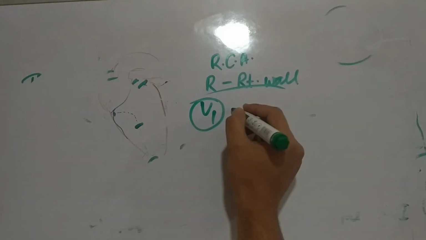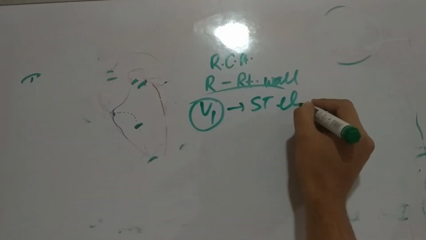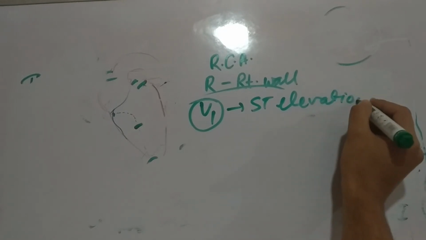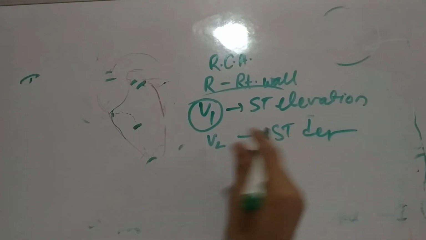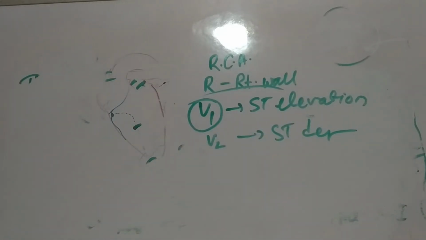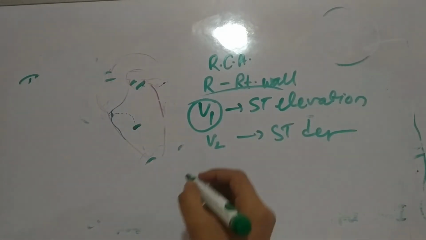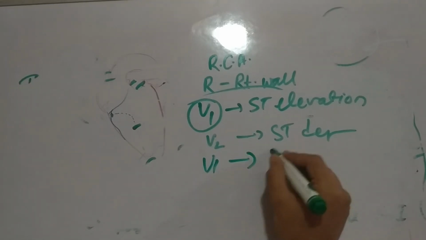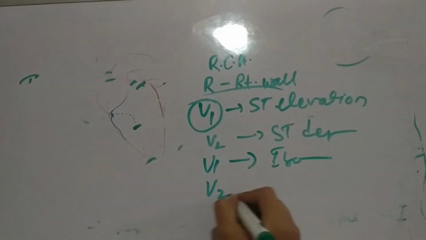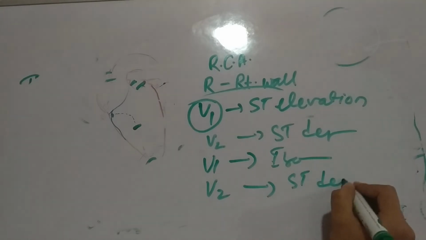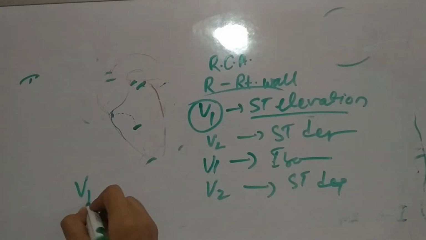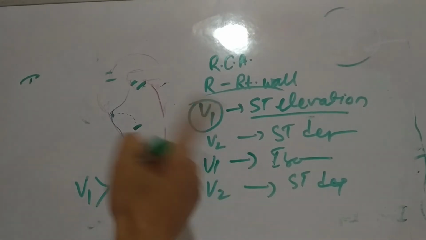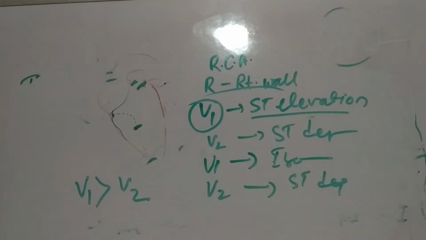So when there is ST segment elevation in V1 and V2 has ST segment depression, then suspect a right wall lesion, or you can say V1 is isoelectric, and V2 is ST segment depressed or ST segment elevated, and the ST segment elevation in V1 is greater than V2, then always suspect the right wall of the heart to be involved.